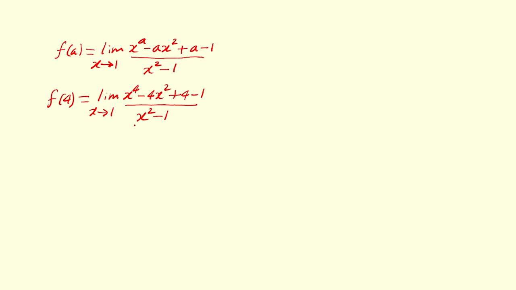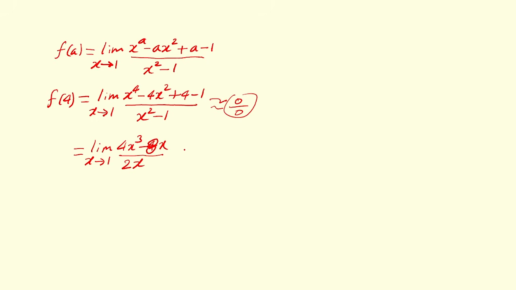Now evaluate these limits. First, always try the quotient rule. If we apply the quotient rule, the numerator is 1 minus 4 plus 4 minus 1, 0. So this is 0 over 0 form, indeterminate form. So we can apply L'Hopital's rule. Therefore, this is equal to the limit of the derivative of the numerator, 4x cubed minus 8x, over the derivative of x squared minus 1, 2x, as x tends to 1.